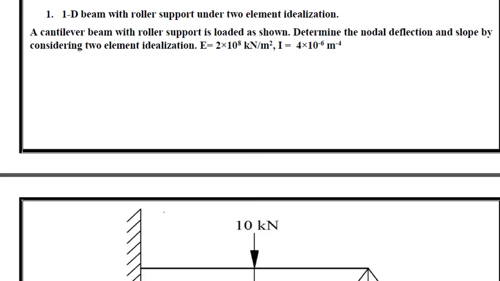Hope you have understood the first problem. We shall move on to the second problem. This is the 1D beam with roller support under 2-element idealization.